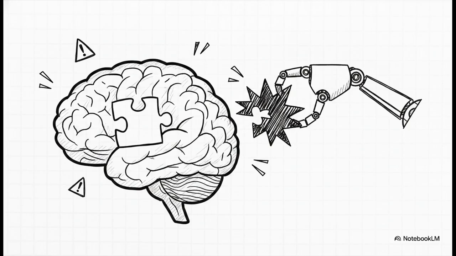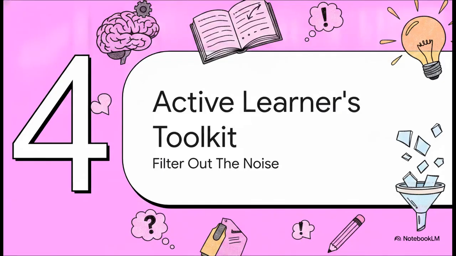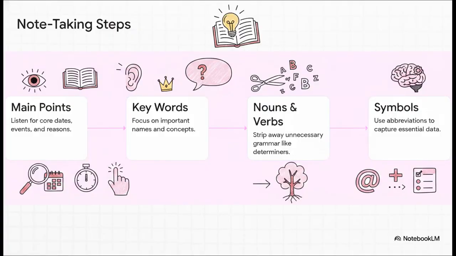Taking notes actively is what stops your brain from just cruising on autopilot and making things up. All right, let's get practical with Section 4, the Active Learner's Toolkit. Let's turn all this theory into some real practice with 4 actionable guidelines you can use in your very next lecture. Number 1, always listen or read for the main points.